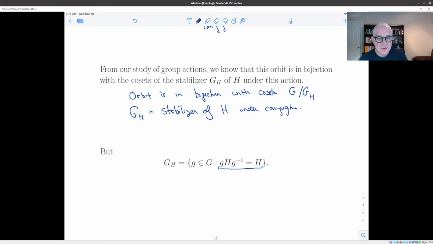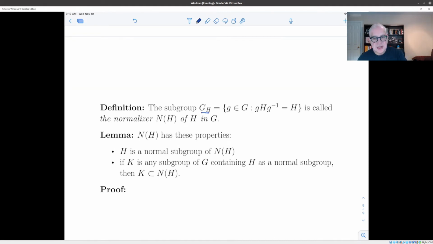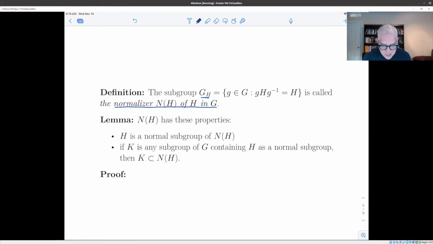So if we were to go back to our S4 example, the stabilizer of one of our three subgroups would be all the elements which, when you conjugate H1, for example, by that element, you get H1 back. In this context, the stabilizer of a subgroup H under conjugation has a special name, and it's called the normalizer of that subgroup. The reason it's called the normalizer is because it has some properties related to the failure or success of H at being a normal subgroup. So the first thing to notice is that the normalizer is a subgroup. It's the set of g which have the property that gHg inverse is equal to H.